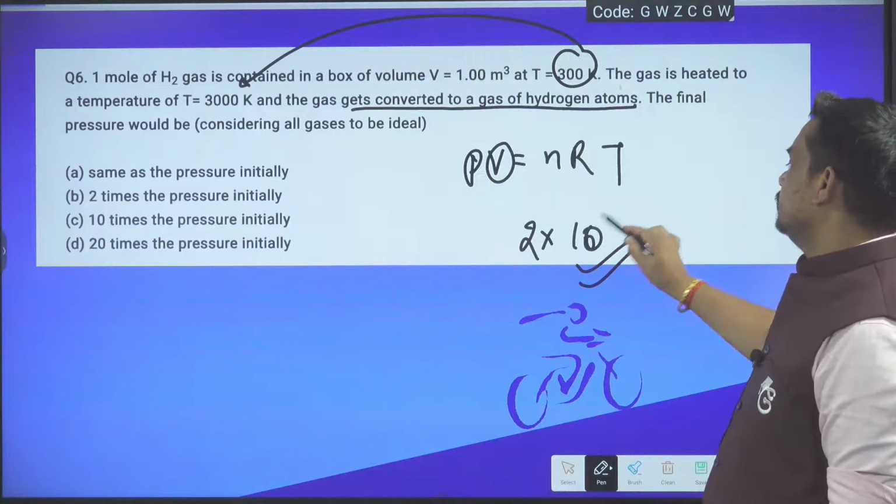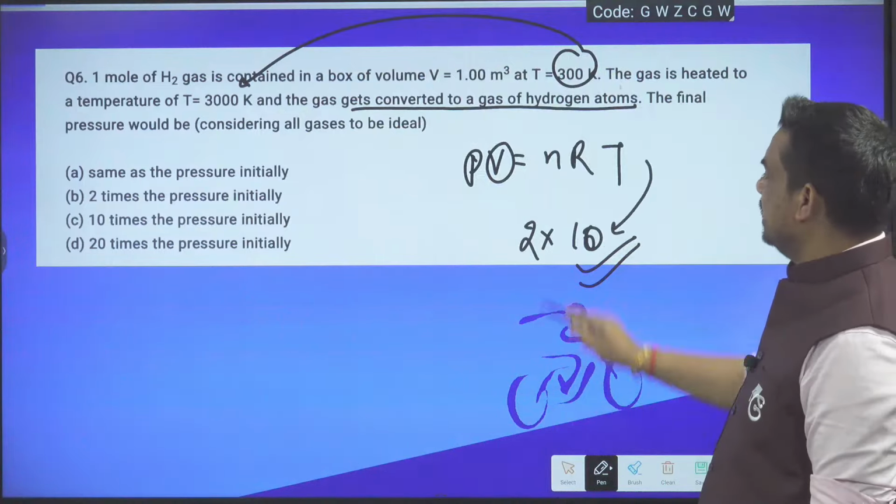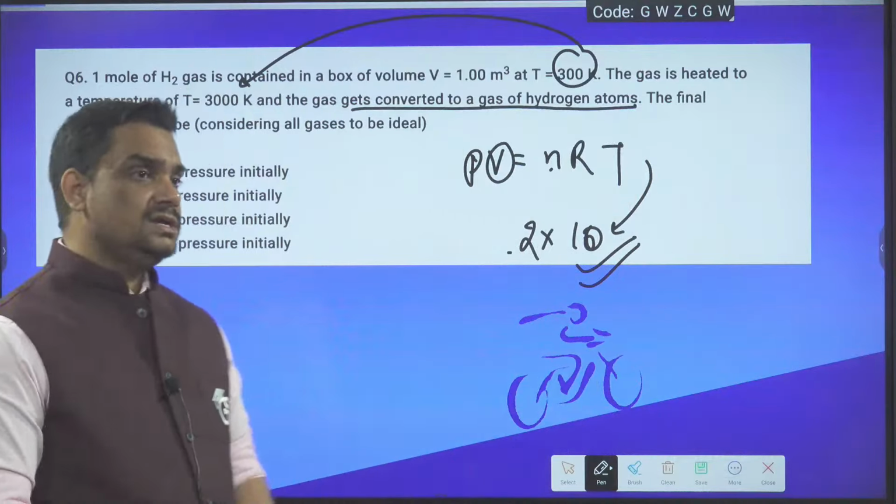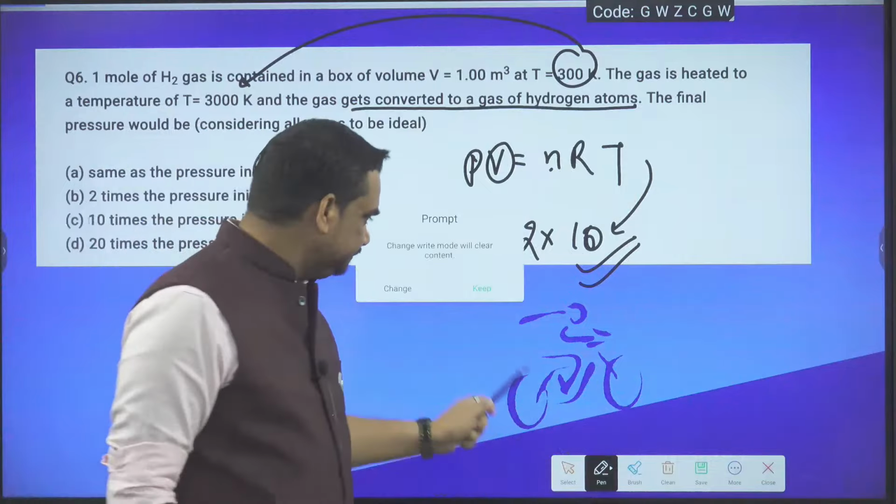10 times. So due to the temperature there is a 10 times effect, and due to the moles a 2 times effect. So the total effect will be what? 20 times here. Okay.